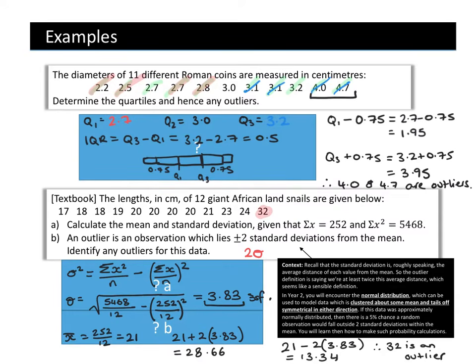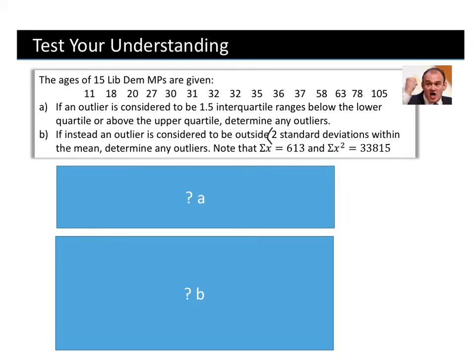Pretty simple really. It's that time of the lesson. Test your understanding. Here the ages of 15 Lib Dem MPs are given. If an outlier is considered to be 1.5 interquartile ranges below the lower quartile or above the upper quartile, determine any outliers.